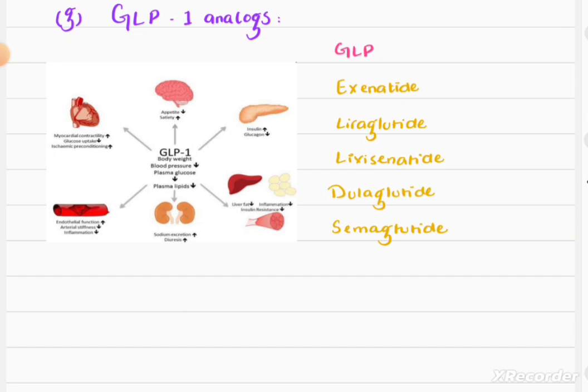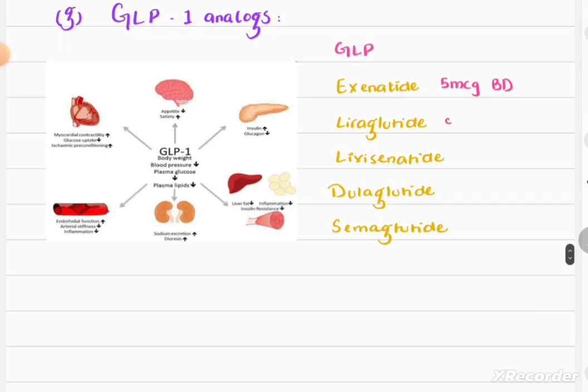All these formulations are available in pen form, and they can be administered subcutaneously. Exenatide is usually given as a twice daily formulation, administered as 5 mcg BD subcutaneously. Liraglutide is usually given once daily in the dose of 0.6 mg. Lixisenatide is given in the dose of 10 micrograms once daily for 14 days, and then the maintenance dose is usually 20 micrograms once daily.